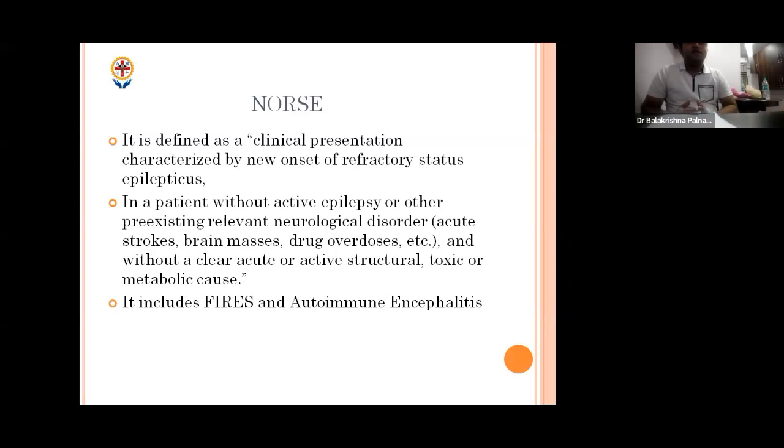We did MRI, so definitely we have ruled out any active structural causes, and any stroke. We did CT, that is also normal. Previously the child was not having any issues. Currently we are stuck with either toxins or NORSE. Toxins we can't think of, and metabolic we can't think of because it's an 11-year-old, developmentally completely normal child. I don't think any inborn error of metabolism will present at 11 years of age, that too with a completely normal previous history. So currently I'm thinking of new onset refractory status epilepticus, which includes FIRES and autoimmune encephalitis.